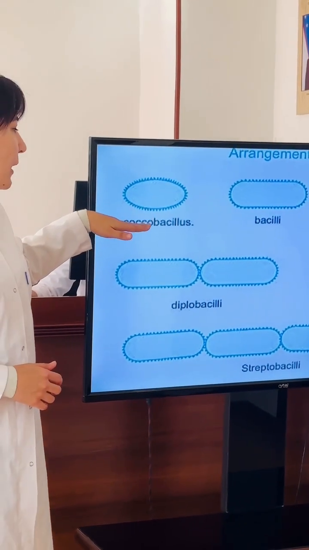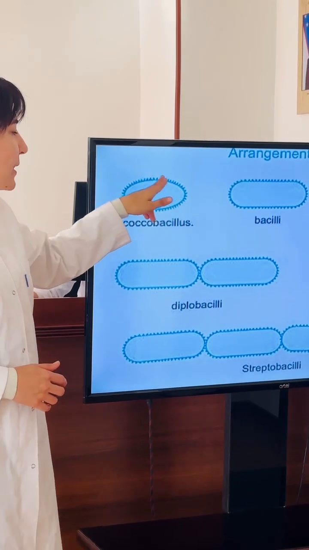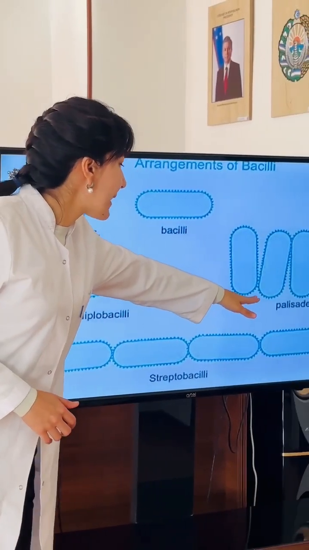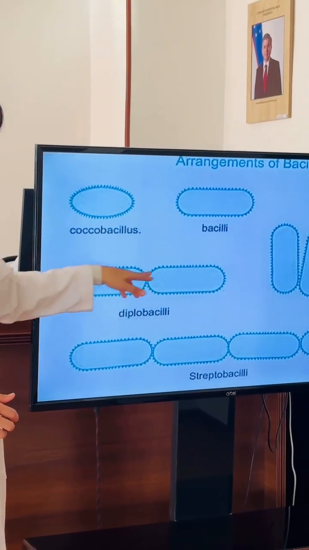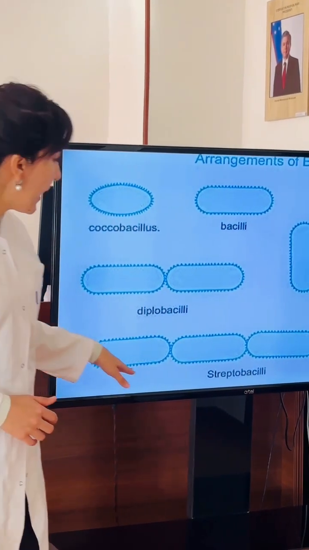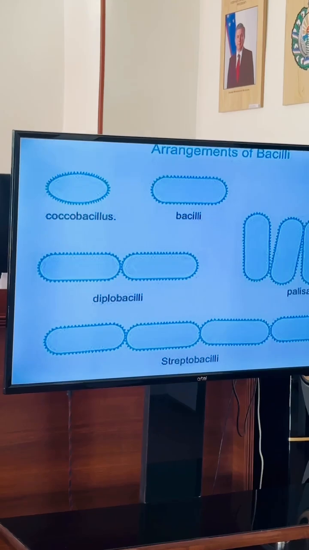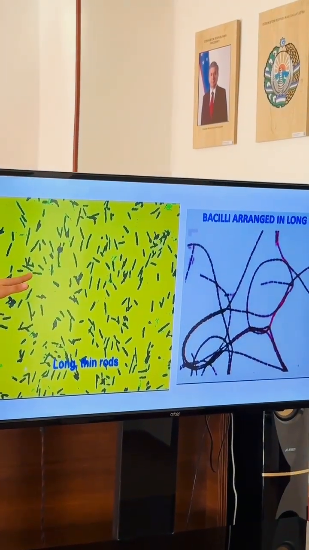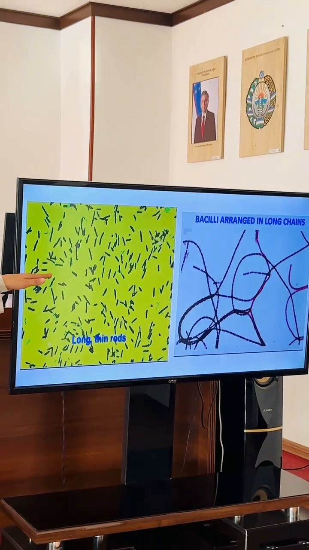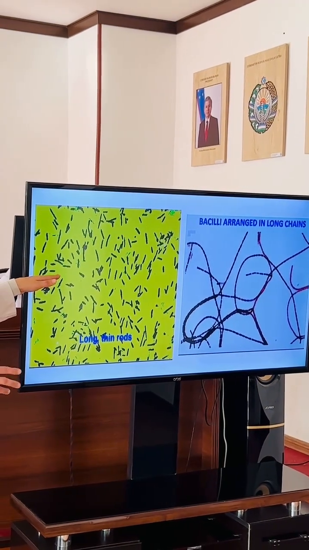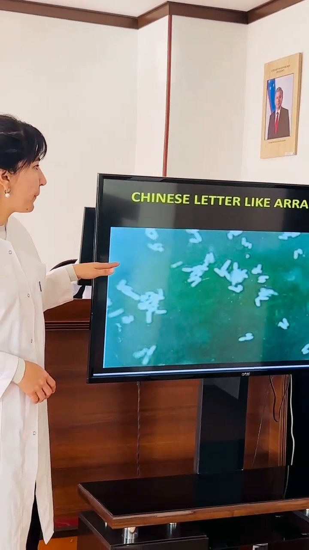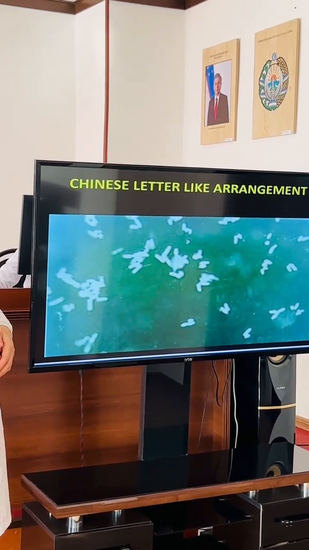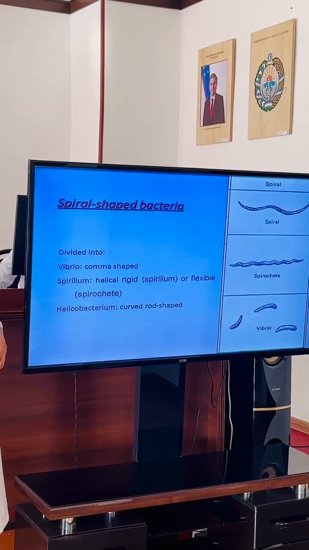For example, the Coccobacillus shape, remember our Coccobacillus and Bacillus and Palisades and Diplobacillus. Here we can see 2 bacilli and Streptobacillus. And here we can see under the microscope how these bacilli are located and their shapes, and we can see them like that under the microscope, these bacillus shapes.